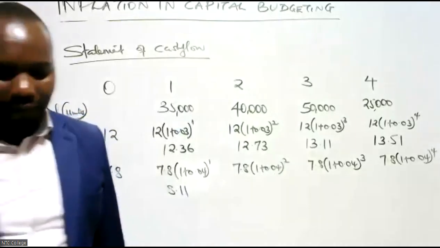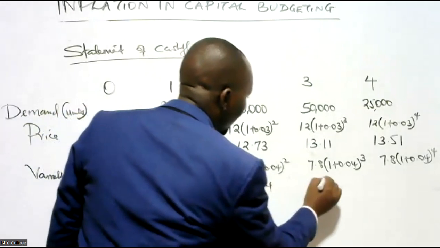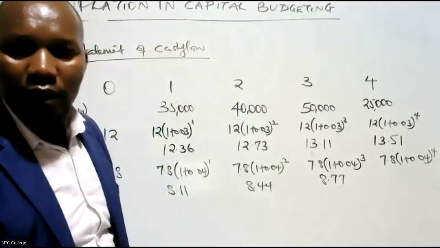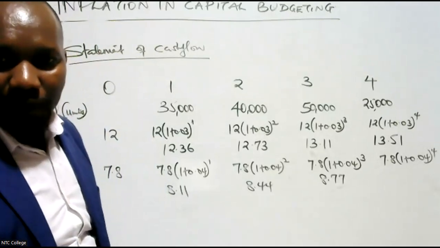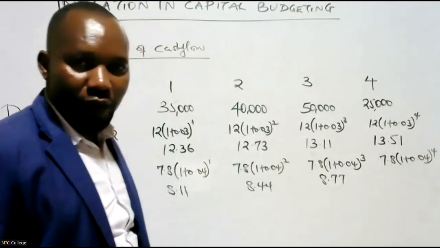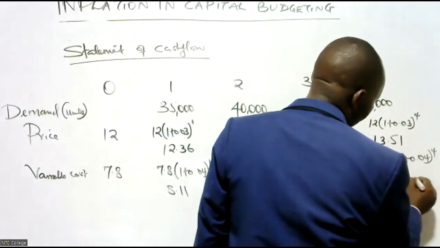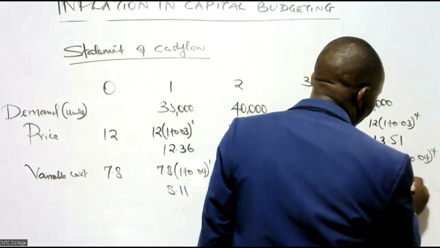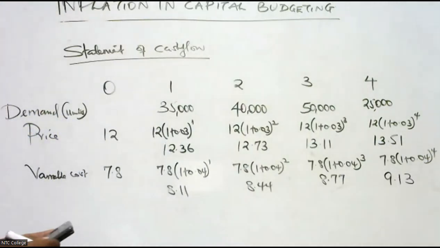For 8.44, then 8.77, 9 point. The fourth year, so you round it off 9.13 or 12. I hope that you guys have confirmed the figures are correct. Don't allow me to use wrong figures.